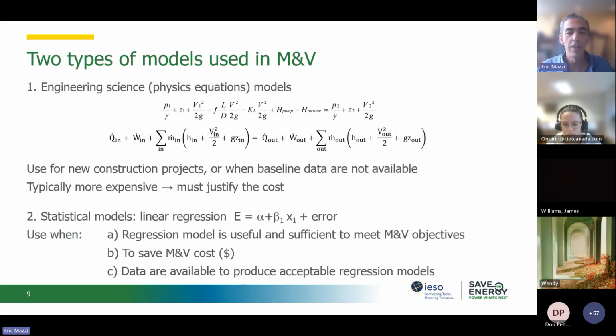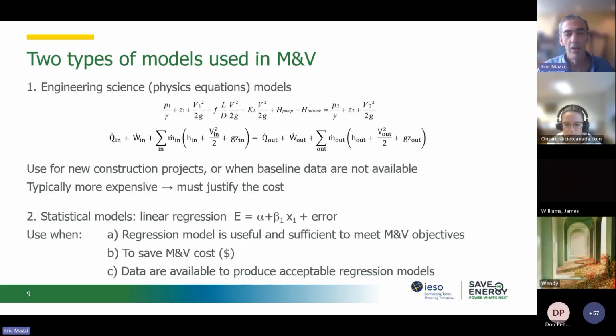All right, so as I mentioned, I'm going to expand a little bit in the introduction: there are two types of models used in M&V. The first type is the one that we're talking about with option D, which are these engineering science or physics-based models. There's just a couple of equations there. One is a Bernoulli equation for fluids. The other is the first law of thermodynamics. These are the types of equations that are in those computer simulation models.